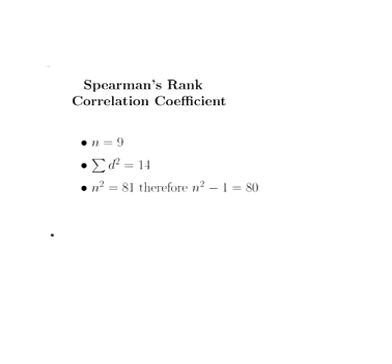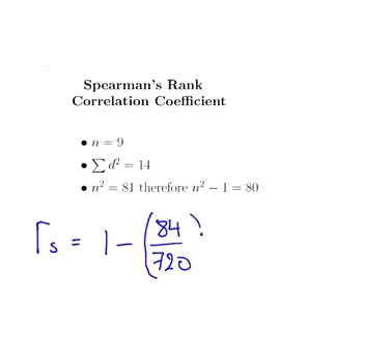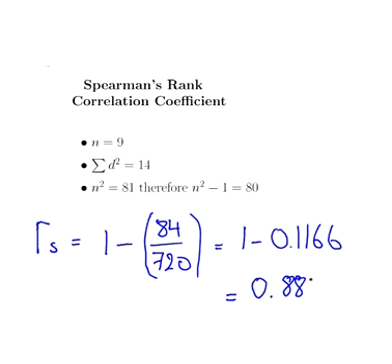So RS equals 1 minus 84 divided by 720. That is equal to 1 minus 0.1166, and that is equal to 0.8833. So you could just express it to two decimal places. RS equals 0.88. And that ends our presentation.